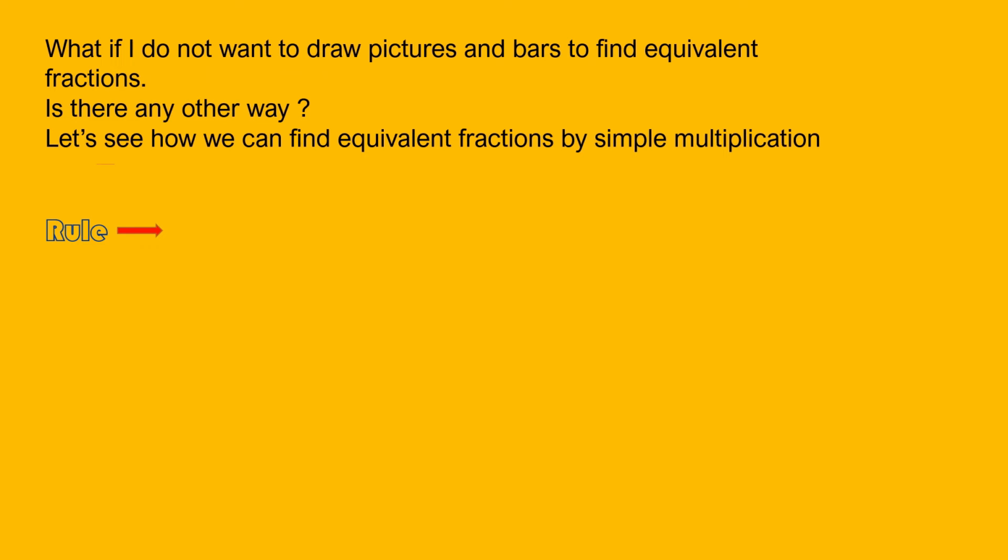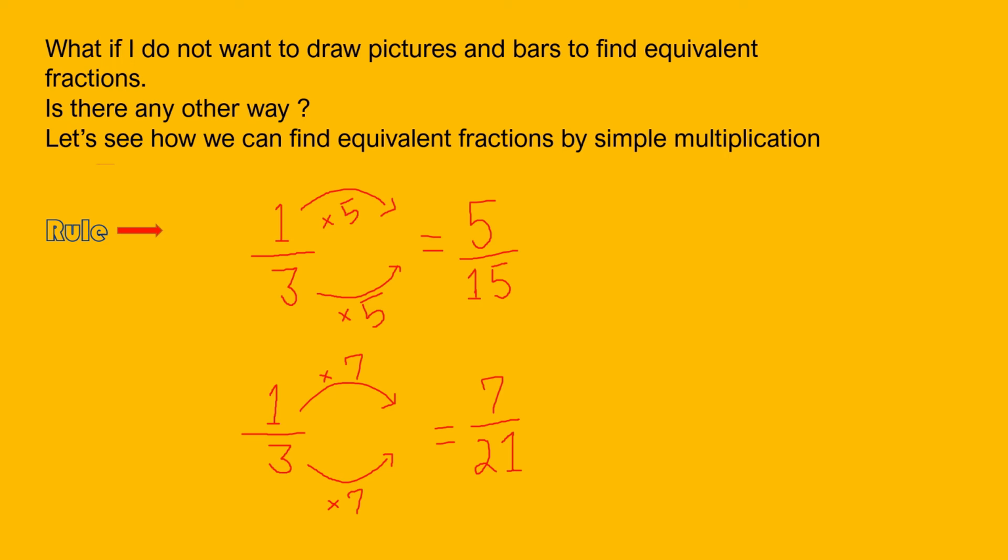Before going, I'll share a simple rule to find equivalent fractions. We don't need to draw stripes or shapes every time we have to find an equivalent fraction. So the first method or rule is to multiply the given fraction, whatever fraction you have to find an equivalent for, by the same number. It means that you have to multiply the numerator and denominator both by the same number.